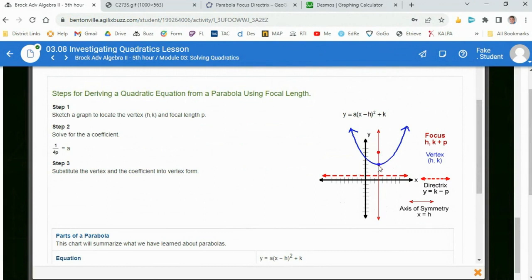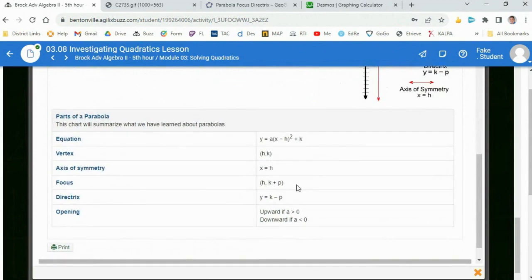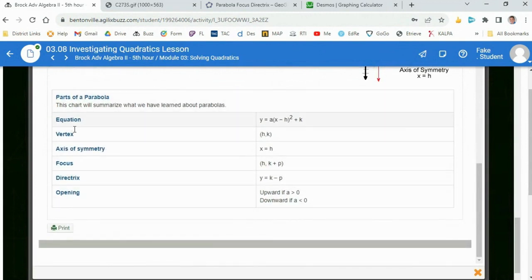So if this is at 3, that's 6. So 3, so it's always just the distance between the vertex and the focus, and the vertex and the directrix. So this just lists all the parts: the equation, the vertex, the axis of symmetry, the focus, the directrix, and the opening. Upward if A is bigger than 0, downward if A is less than 0. So, all right, let me look at the assignment that goes with this.